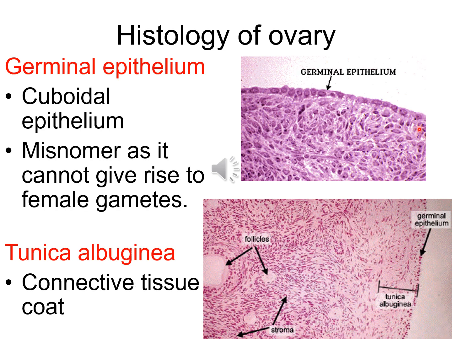This is the germinal epithelium, which is the outermost layer of the ovary, and it's a misnomer because it cannot give rise to any female gametes. And it is a modification of peritoneum lining the ovary. It is formed of a single layer of cuboidal epithelium. Now, deep to that, what you see is the tunica albuginea, which is made up of connective tissue, and it is white in color. That's why it gets the name tunica albuginea. Compared to the tunica albuginea of the testis, it is thinner, and it consists of blood vessels, nerves, and lymphatics, etc.